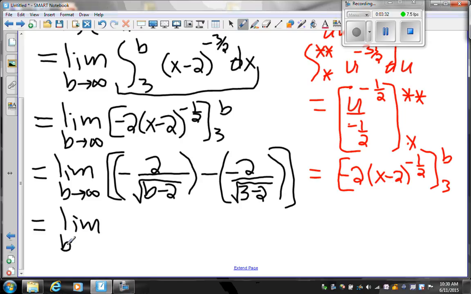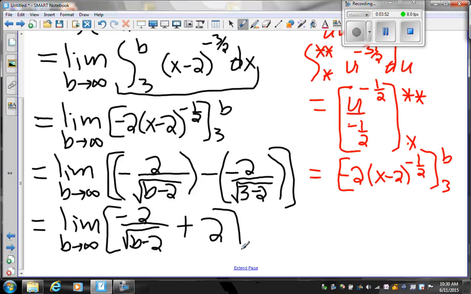So we have the limit as b goes to infinity of negative 2 divided by the square root of b minus 2, minus, well, the two negatives are going to make a positive. 3 minus 2 is 1. Square root of 1 is 1. So this is plus 2 here at the end.